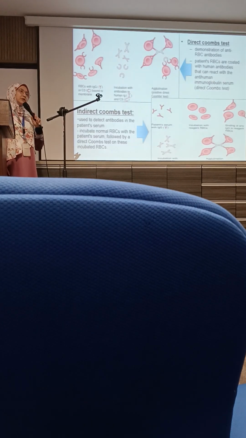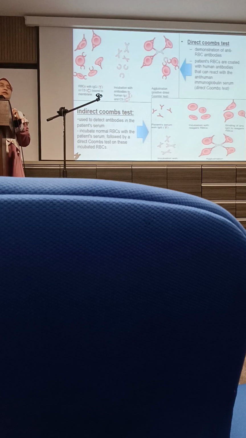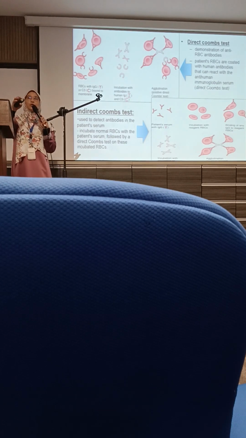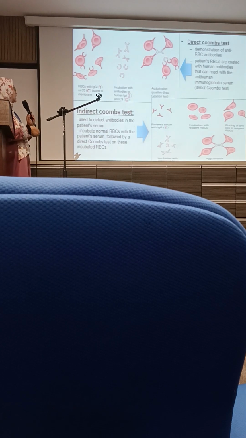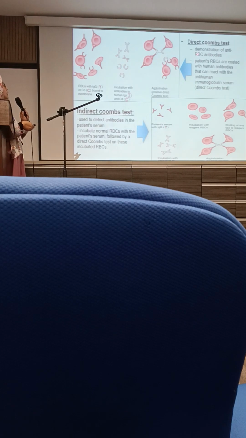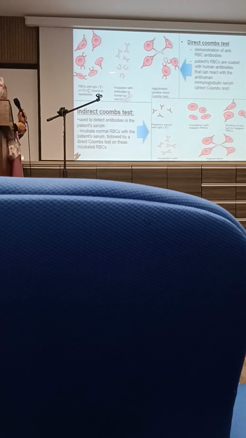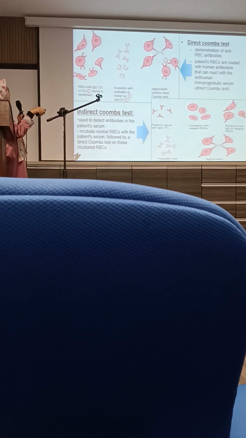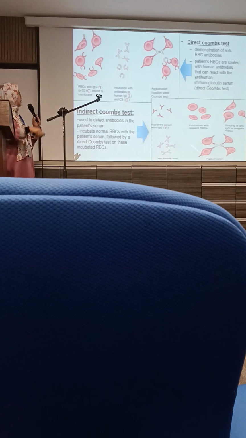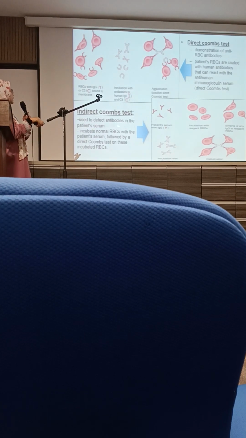Never heard of Coombs test? Basically, it's just to detect antibody, whether on the red cells or in the serum. So you have direct Coombs test or indirect Coombs test. Direct Coombs test is to demonstrate antibodies on the red cells. So the patient's red cells are already coated with antibody, and you incubate with another antibody to detect the antibody on the cells. Indirect Coombs test is basically to detect antibody in the patient's serum.